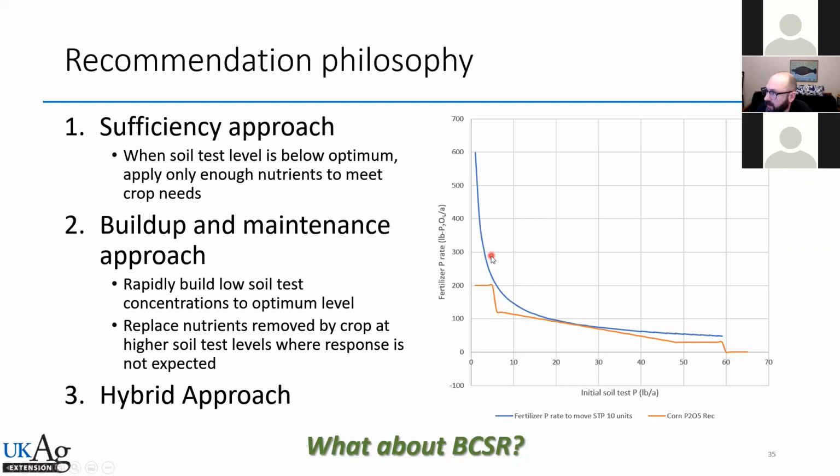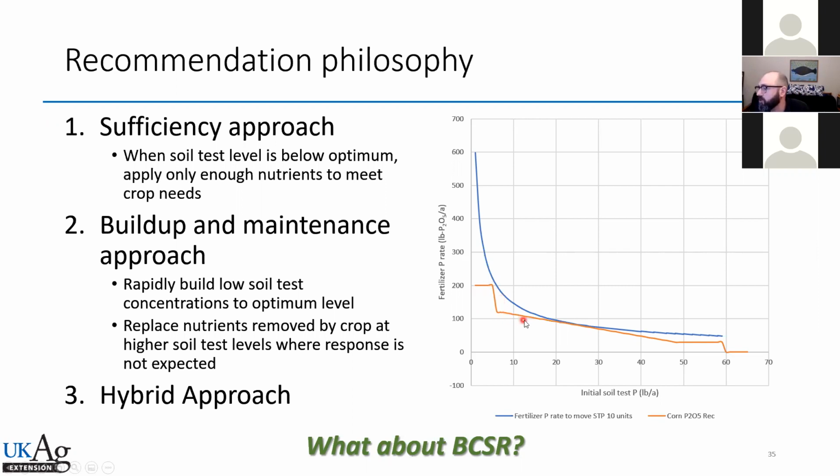This is some data from Kentucky, and that blue line is fertilizer rate on the vertical axis and the initial soil test P, and how much fertilizer I need to move my soil test 10 units in 1 year. And this is our recommendation for corn. For our phosphorus recommendation, we stop at 200 because trying to rapidly build is a waste of money. This is where we move off of build and maintain. The actual sufficiency rate in this soil test range is about 60. So we're recommending 200. The yield maximizing rate is between 60 and 100, depending on your soil. And we've put a little insurance in there to try and get you built up a little bit.